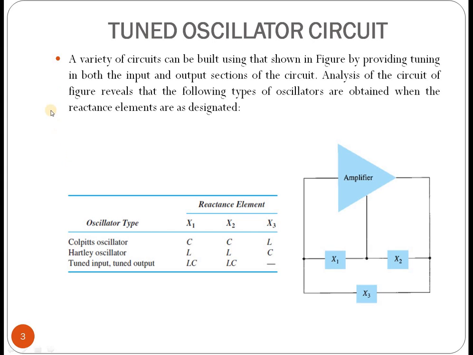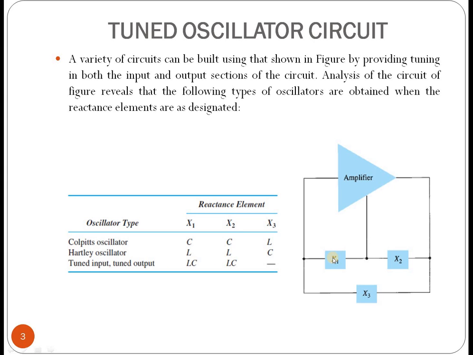Tuned oscillator circuit. We already know what an oscillator is, and here we'll discuss tuned oscillator types of circuit. You can see one figure here. The amplifier is here, and some reactance elements, for example denoted as x1, x2 and x3. They are connected in the output, and also in the input, and also in the feedback circuit path or in the biasing circuit path. Instead of x1, x2 and x3, we can put a capacitor, resistor, inductor, or capacitor and inductor both.